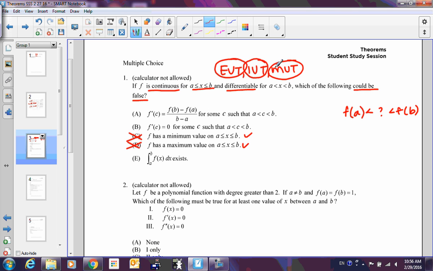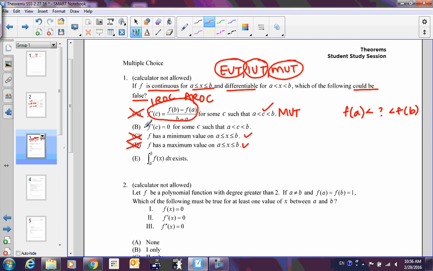So now we go to mean value theorem. This right here looks exactly like a mean value theorem. Here we have IROC, here we have AROC. And so that has to be true. That's mean value theorem right there. So it can't be A.